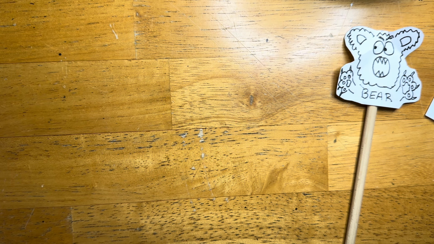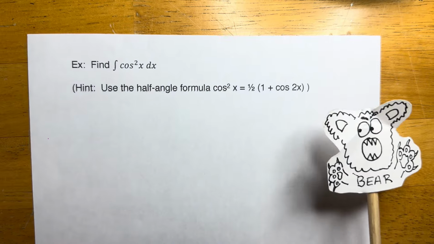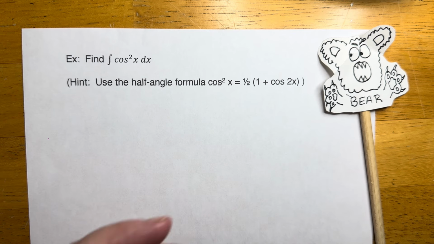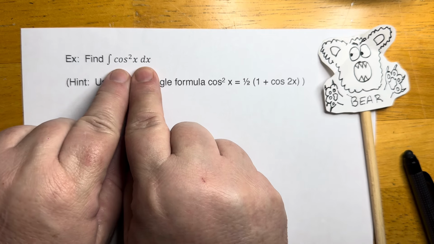It doesn't always work the way we want it to, unfortunately. So are you guys ready? Very sad. Dun, dun, dun. But Square Bear's excited because it's cosine squared.